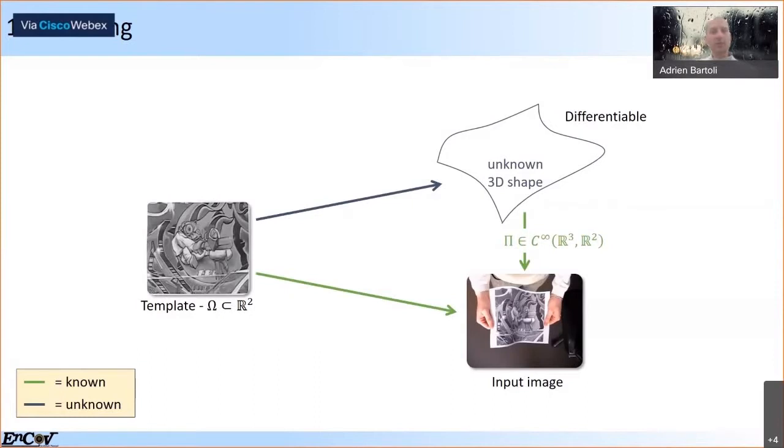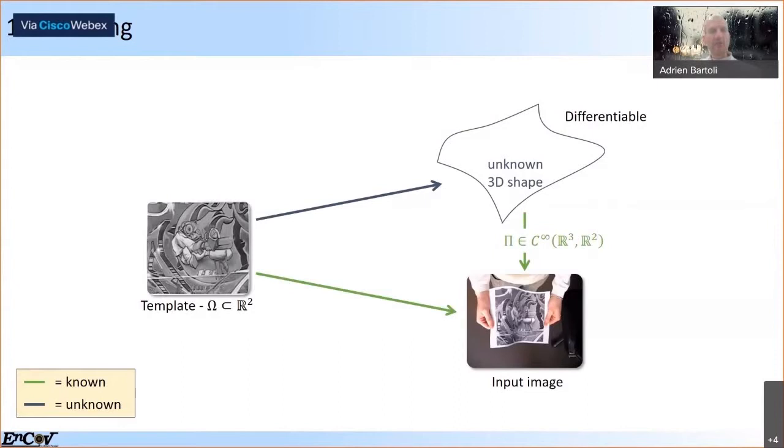And we have this operator, capital Pi, which is the projection operator that takes a point in space in camera coordinates and projects it to the image space. And this is equivalent to just knowing the intrinsic parameters of the camera. So you can take this one for granted. In this figure, everything which is green is known.